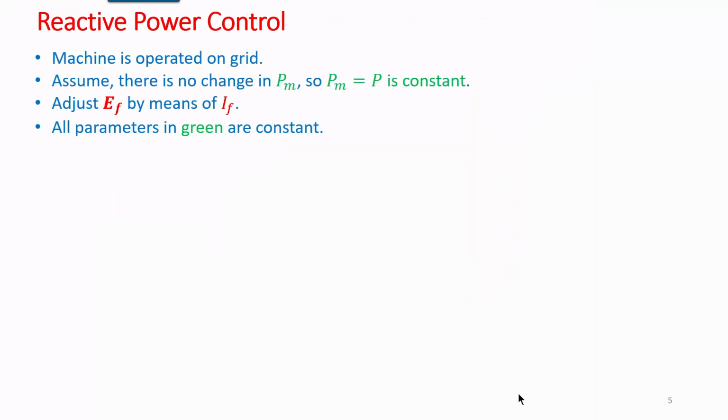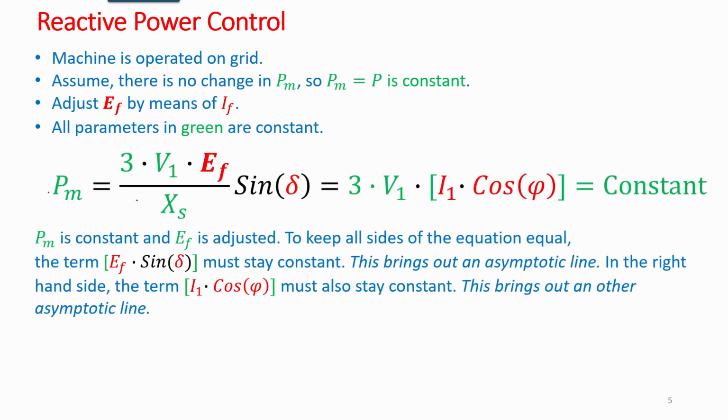Let's talk about reactive power control. Again, machine is operated as a generator on an infinite bus system, and all the losses are neglected, and there is no change in applied mechanical power, so mechanical power is kept constant, and we adjust induced EMF by means of field current. In the equation, all parameters given in green are constant.